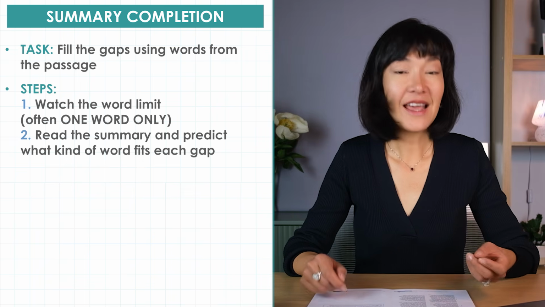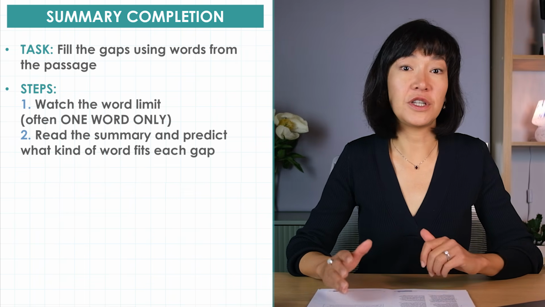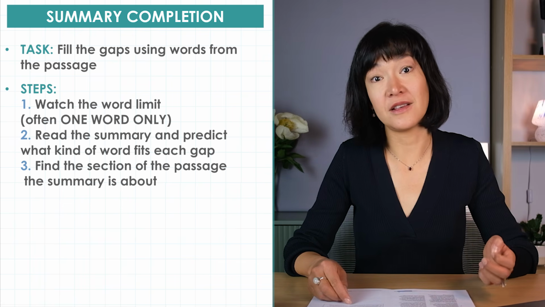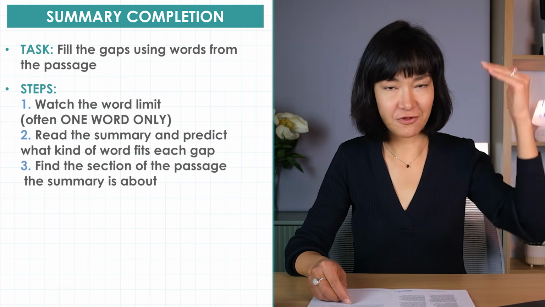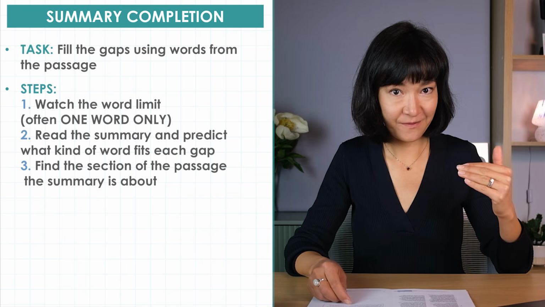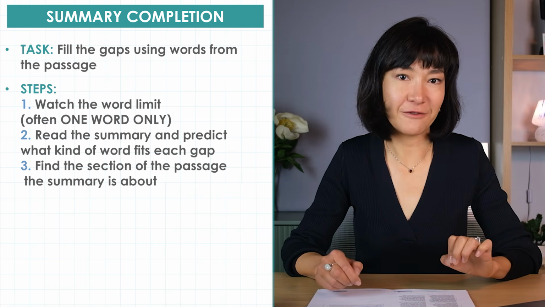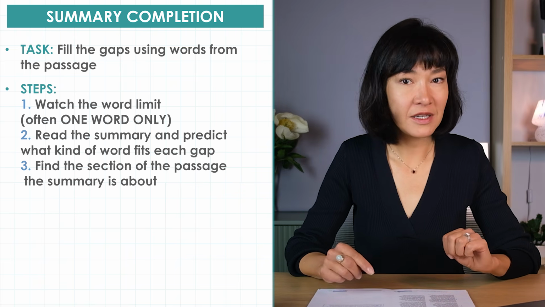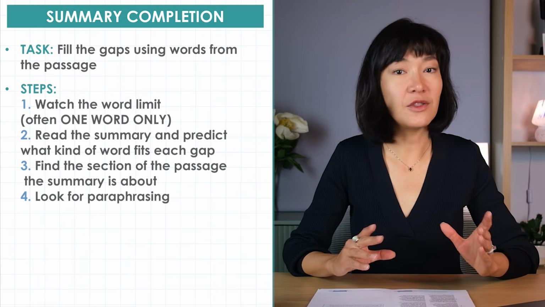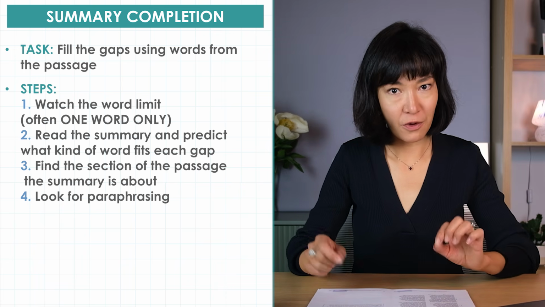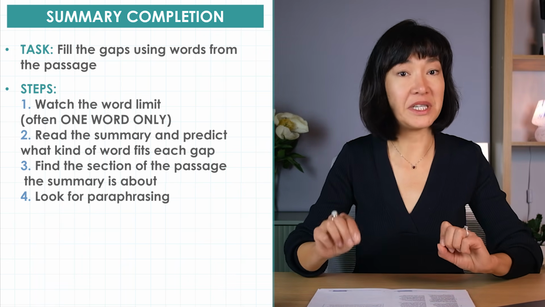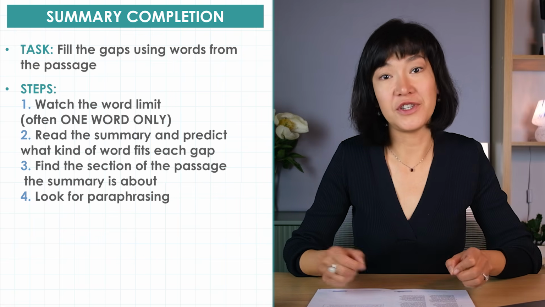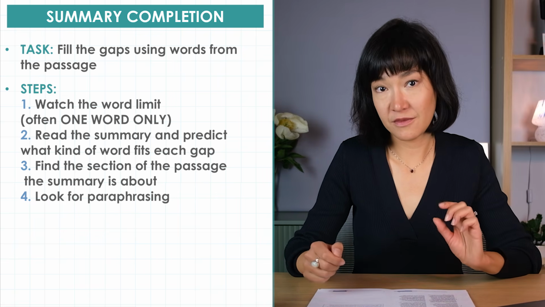seeds. And once you've got a rough idea what each gap needs, find which part of the passage the summary is about. Start reading the passage until you find it. So read that section carefully. The passage will use different words from the summary, so match the meaning, not the exact words, but then once you find the word, copy it carefully. Spelling matters. When you think you found the answer, put it in the gap and check two things.